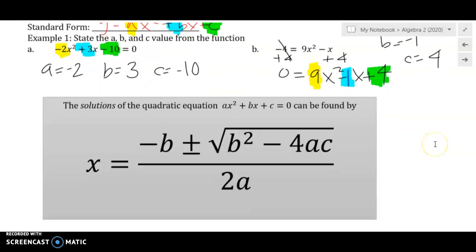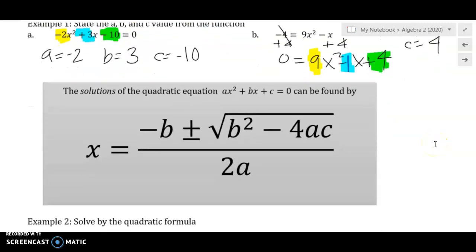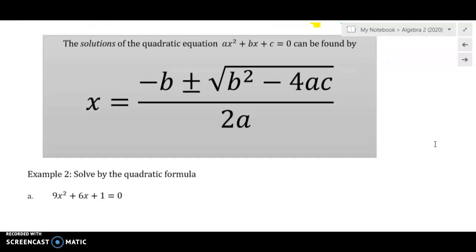That's important because if you look at this next part, we have our quadratic formula, which I know most of you did in Algebra 1. It is a long formula, but it has a bunch of a's, b's, and c's in there. So you need to make sure you know how to find a, b, and c because we're going to plug those in. So let's do a problem.